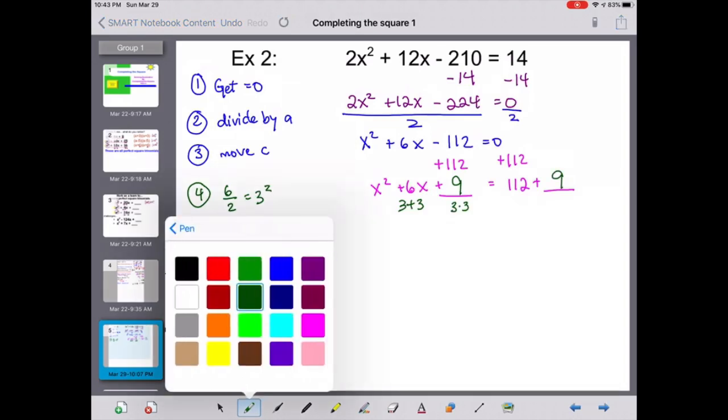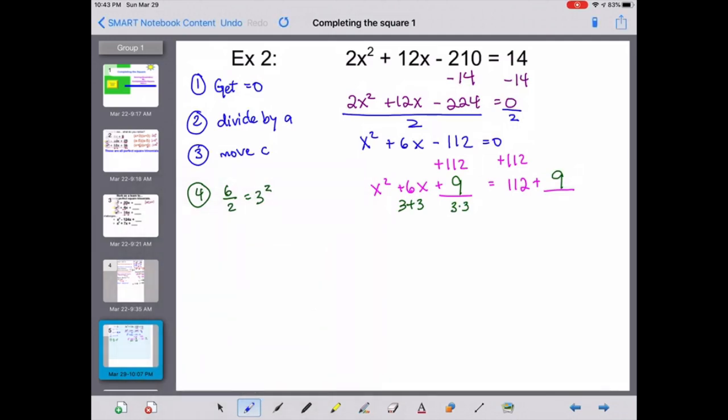Next step is we're going to factor. So now we already found our number. We know that it's 3 plus 3 and 3 times 3. So it's x plus 3, and it's positive because the 6 is positive. And we add these together, and 112 plus 9 gives me 121. Okay, so it's the same thing twice, so I can just write it in this short way. X plus 3 squared.